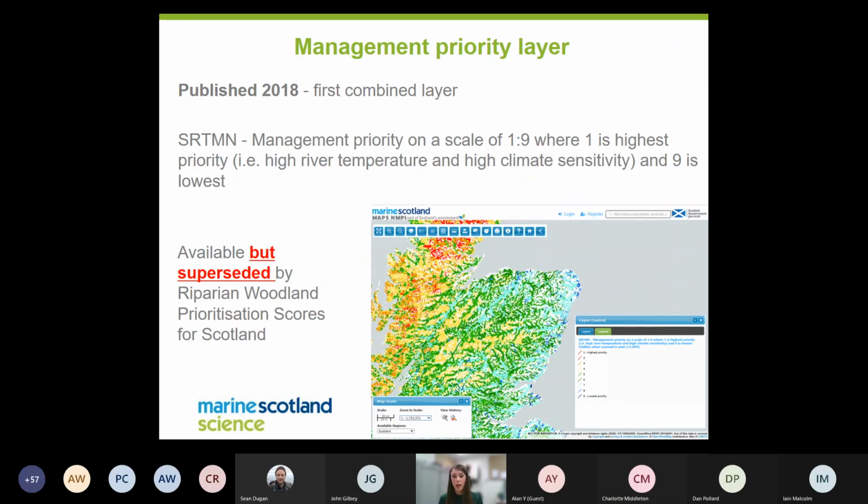Now, based on feedback, I think from a previous SFCC biologist meeting, actually, it became clear that what people were really wanting was a layer that combined both of these results and gave a kind of overall prioritization. And so later on in 2018, we produced our first combined layer, which was called the management priority layer. And we know that a lot of you are actively using this layer to make decisions. But what we would suggest now is that this layer is superseded by our most recent published layers. I'm going to talk about those in a little bit more detail further on in this presentation.